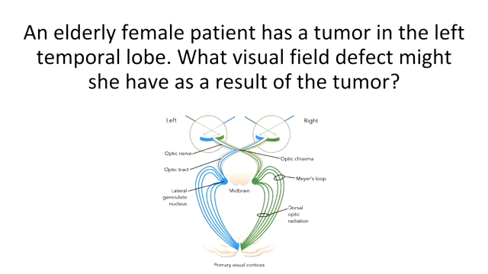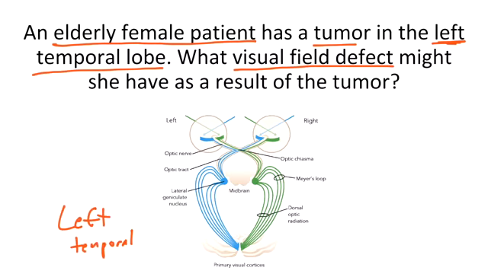So now let's do another question. Let's say there's an elderly female patient who has a tumor on the left temporal lobe. So it's on the left. What visual field defect might she have as a result of the tumor? So we're trying to find the visual field defect. So here we are given the tumor in the temporal lobe, so it's the left temporal lobe. Now what part of the visual pathway uses the temporal lobe? Well, that would be the Meyer's loop right here, or the lateral optic radiations.